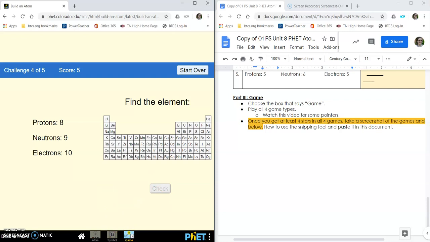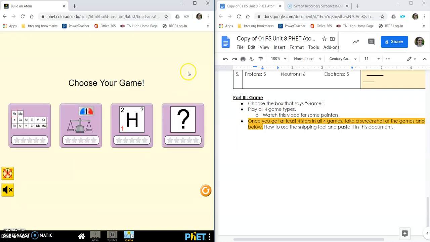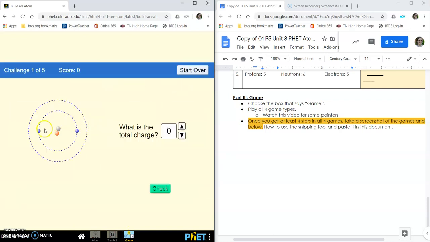Looking at our second game, here we go. Again, we're looking at a picture, and this one gets tricky because it asks you different questions. So make sure you're reading the question that it asks you. So this one says, what is the total charge? Remember, charge is protons minus electrons. I have 1 proton, because protons are red, minus 2 electrons. So that's going to give me a -1 charge.